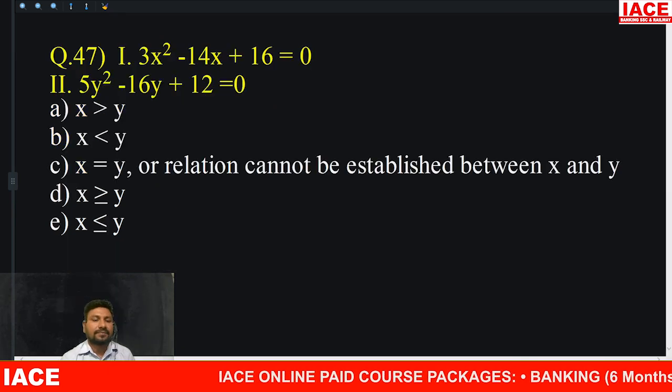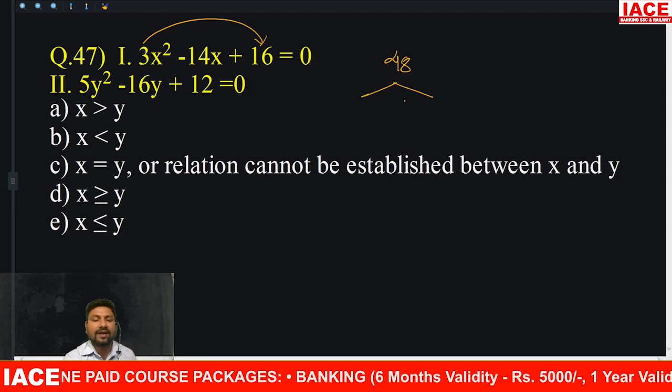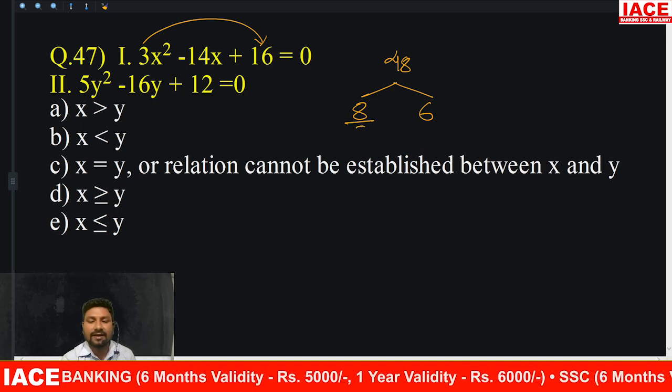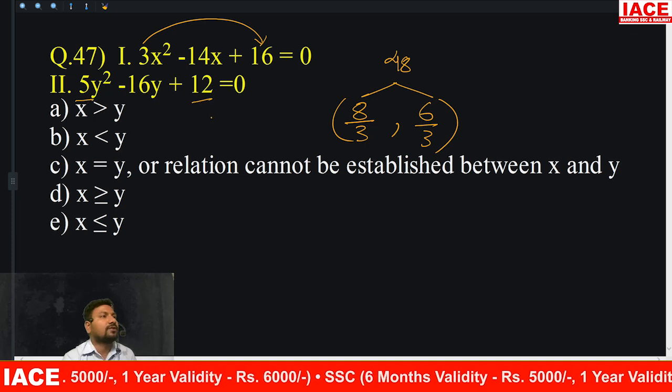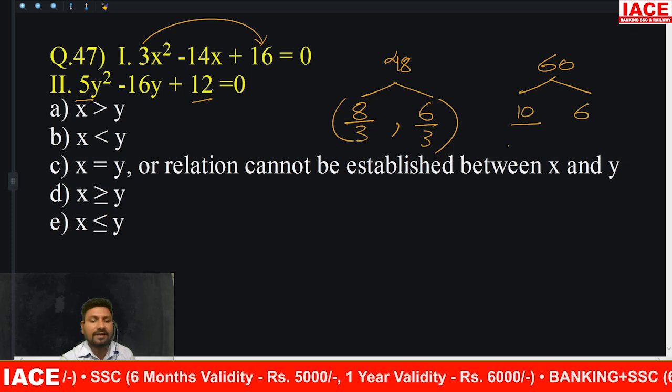Option B. 3 can be multiplying to 16, the value is 48. 48 factors are how much? 8, 6, divided by 3. These are the final factors. Next, 5 can be multiplying to 12, the value is 60. 60 factors are 10, 6 and divided by 5.